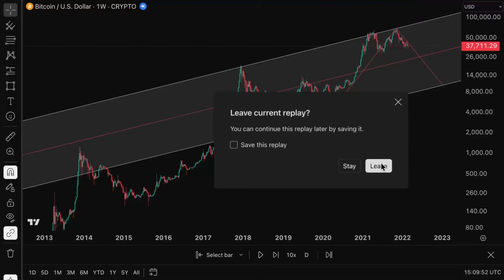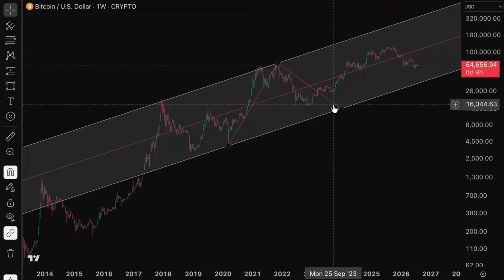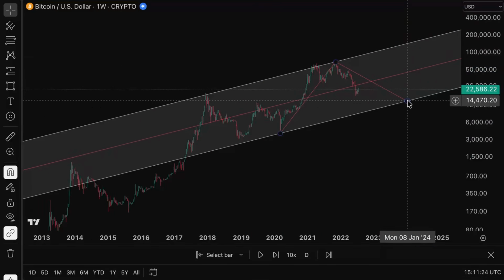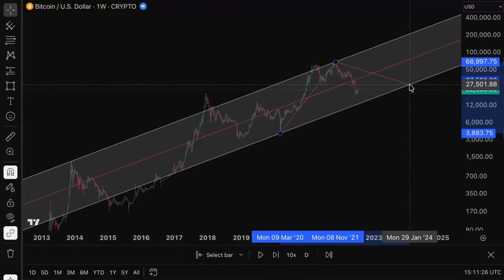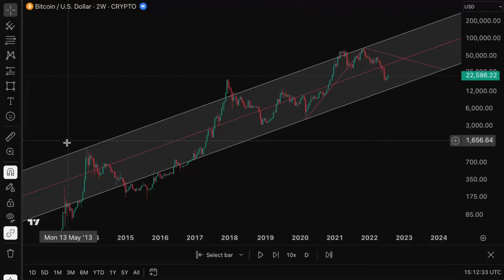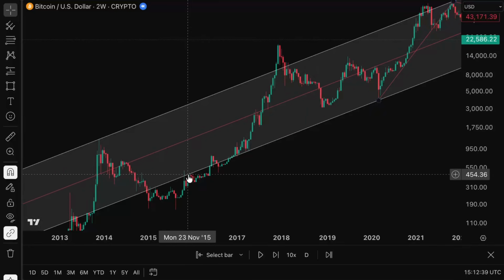But as you'll see, if I leave the replay, we've never actually gone all the way down there. So because we never got down there, let's go back into replay mode. And let's simply move up to find other pitchforks. So the next most obvious one is when we connect the top here. So here the tops are nicely connected. The bottoms as well here. We have nice support here and resistance there.